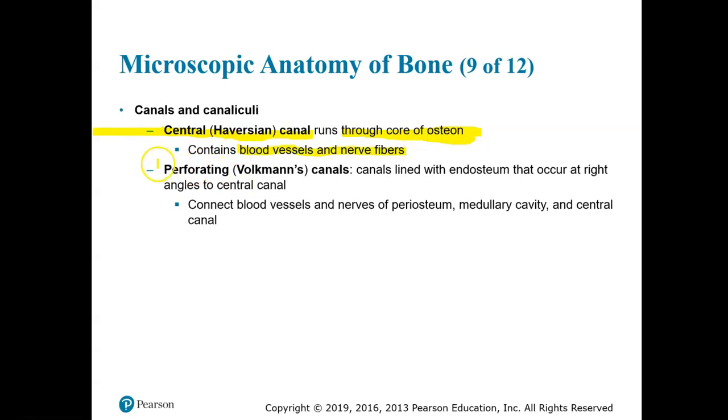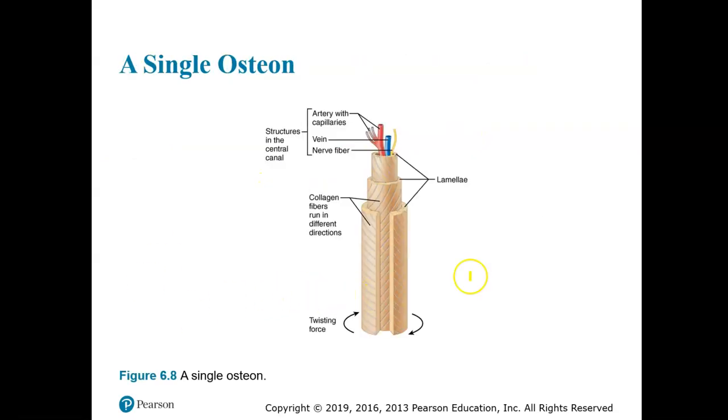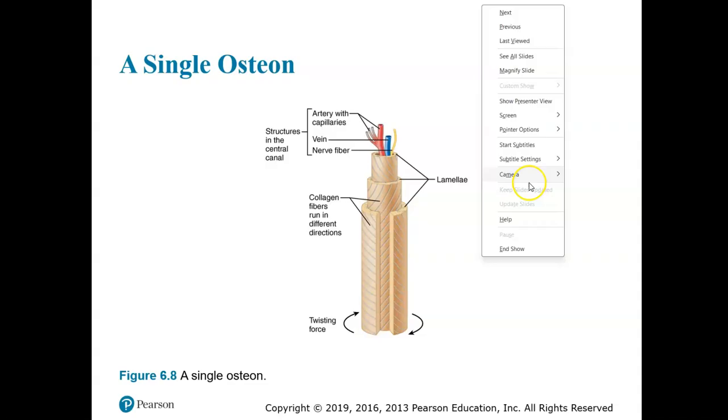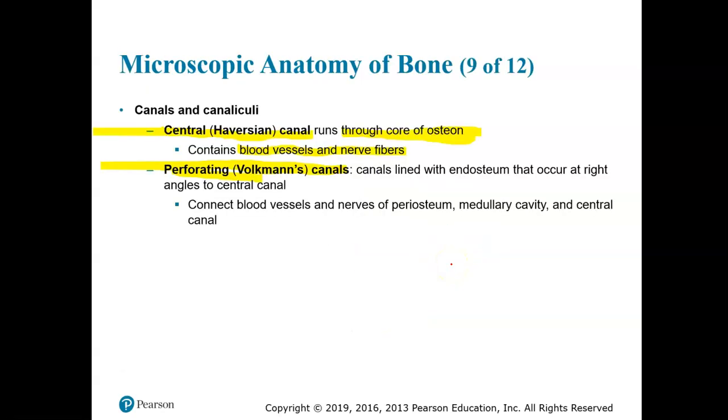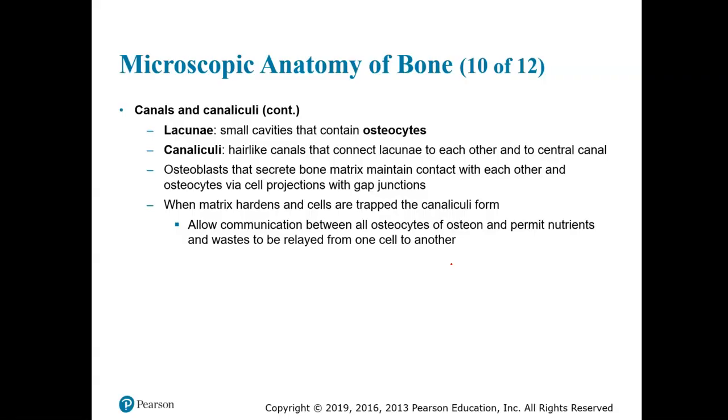And then you have canals called perforating or Volkmann's canals. Those run perpendicular. They would run in this direction, whereas the central canal runs parallel to the osteon. The perforating canals would kind of come in from the side like that, and they're also for blood vessels.